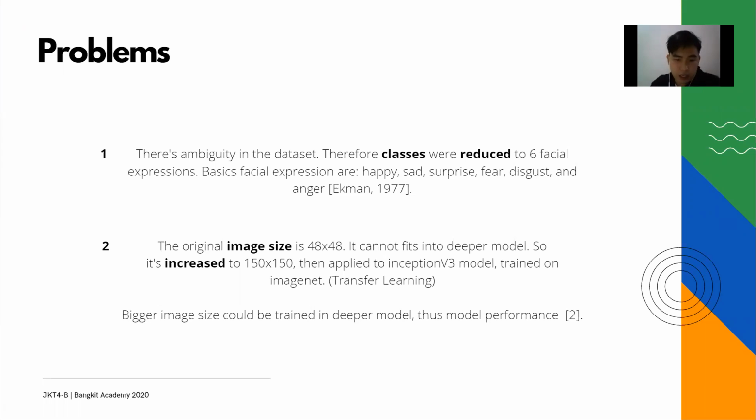The second improvement is to increase the size of the input image. The original image size is 48 by 48, but it cannot fit into a deeper model, so we increase the image size to 150 by 150. Then we can try to apply transfer learning to the dataset.